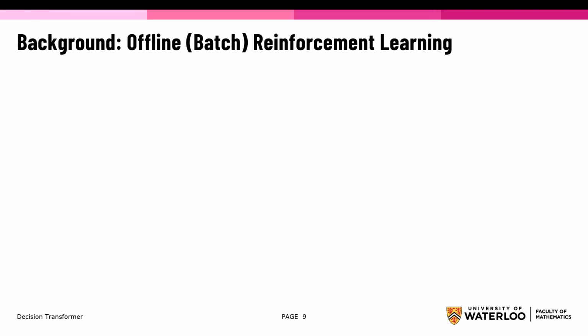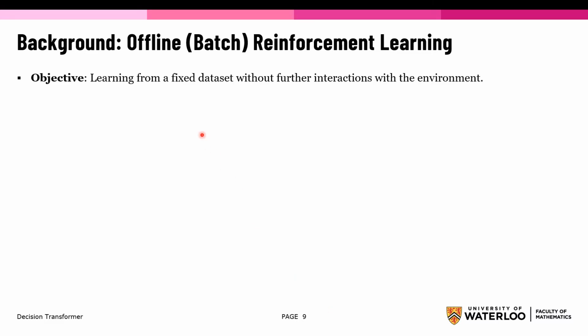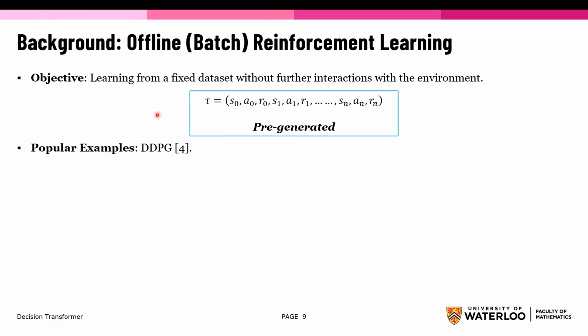Current line of approaches are called offline RL algorithms, and these methods solve the high cost and risk of interaction with the environment by assuming that we only learn from a fixed dataset that requires no further interactions with the environment by any means. This means that our trajectories now are already pre-generated with a specific length, and one of the popular methods to do that is called the DTPG method.